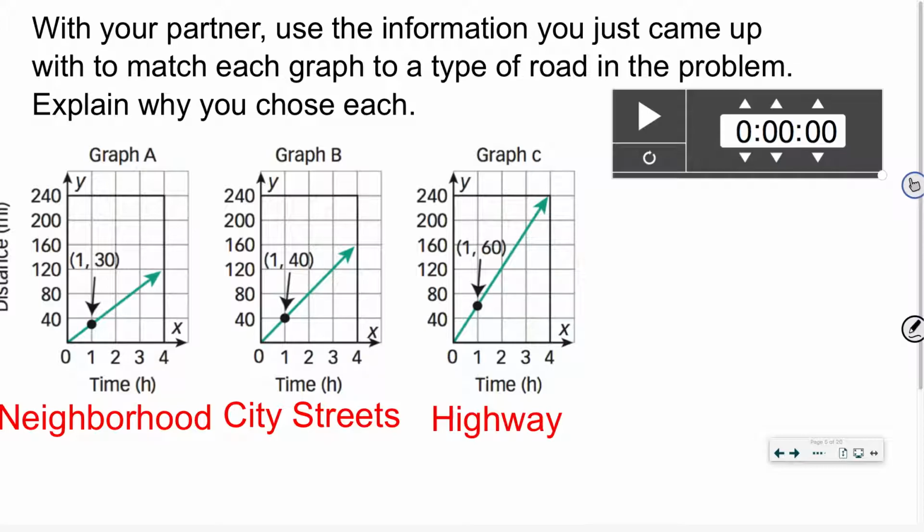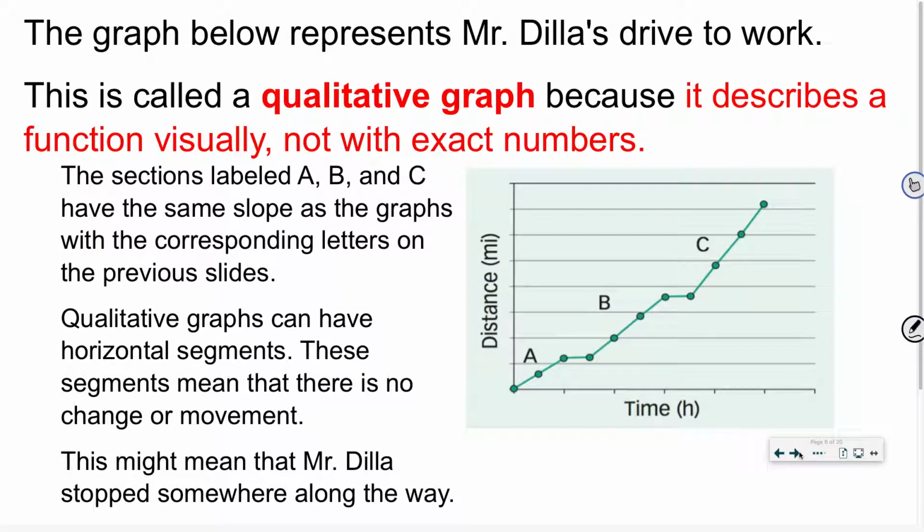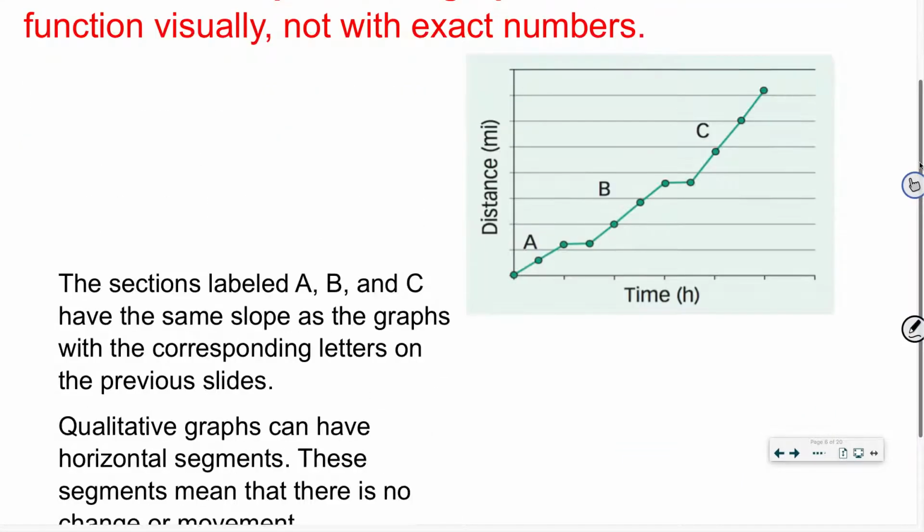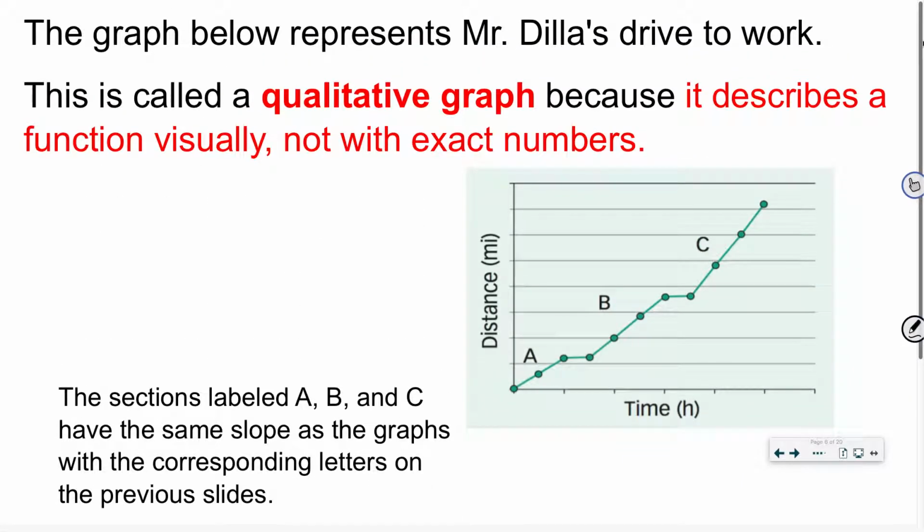Okay, so now we've identified these three linear relationships. Now let's take a look at this. This graph represents Mr. Dilla's drive to work. You're going to write what's in red down. This is a qualitative graph. This is considered qualitative because it describes a function visually, not with numbers. And as you write that definition down, take a look at the graph itself.